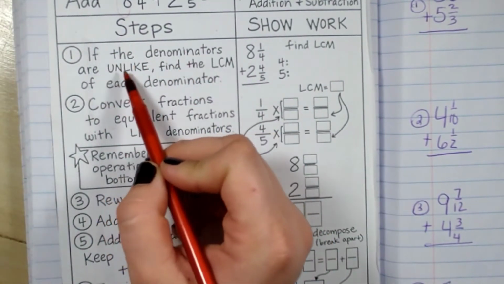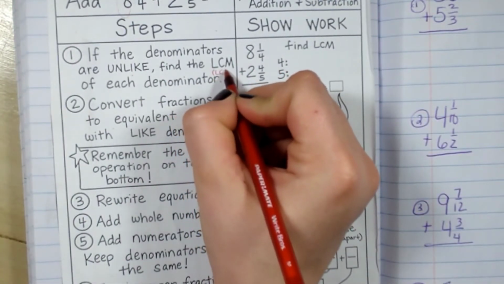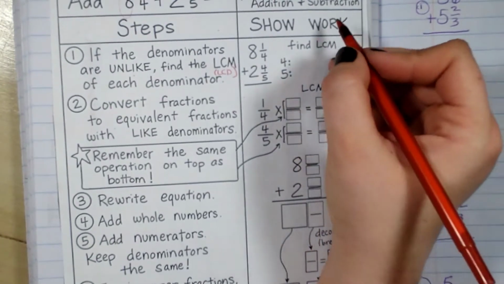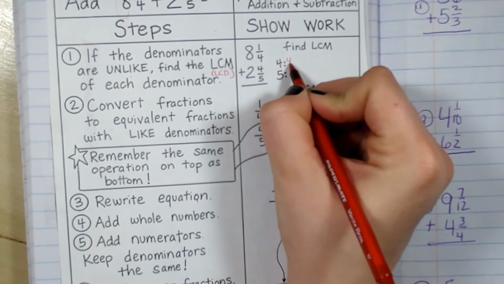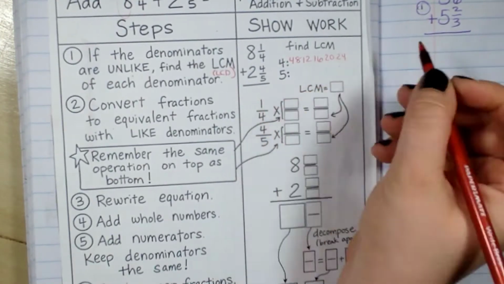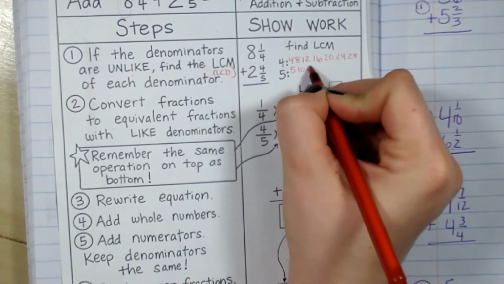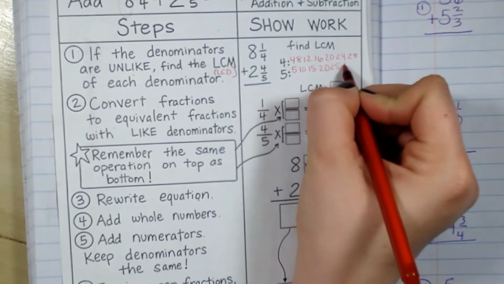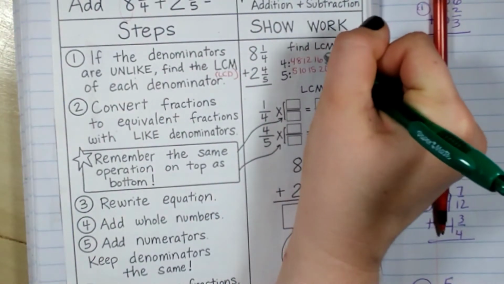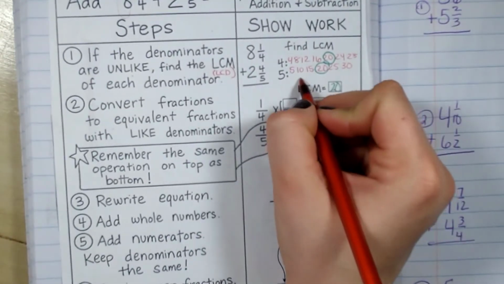If the denominators are unlike, find the least common multiple of each denominator, or our least common denominator, right? So our LCM, we've been practicing this in our group as well. We would go 4, 8, 12, 16, 20, 24, and I'm just going to keep going until I run out of room, 28. 5, 10, 15, 20, 25, 30. All right, and I'm going to find the ones that they have in common. So the smallest number that they have in common is 20. So my least common multiple is going to be 20, or my least common denominator, which is what we've been calling it.